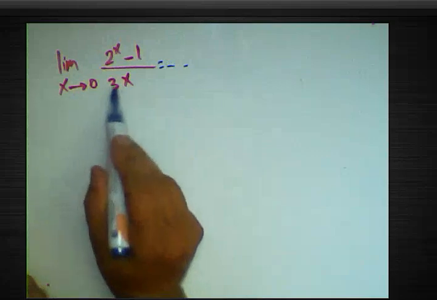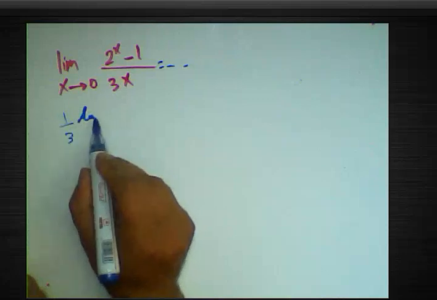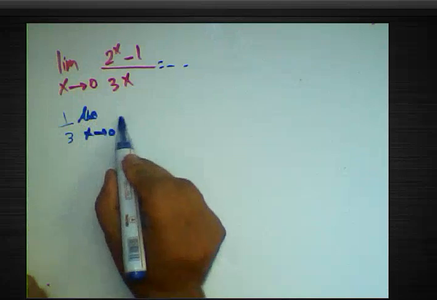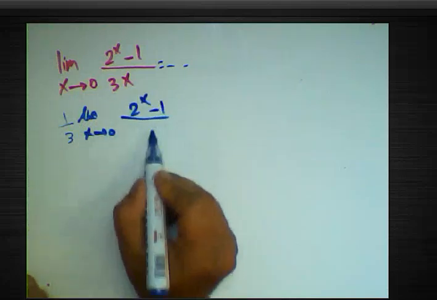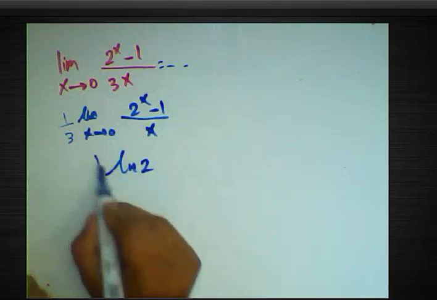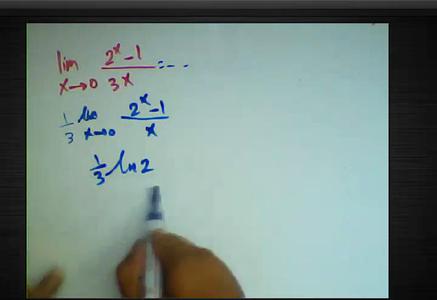Look here, I will write the third outside. The result will be one third multiplied by the limit when x approaches 0 of (2^x − 1)/x. The result of this limit is ln 2, so the result will be one third multiplied by ln 2.